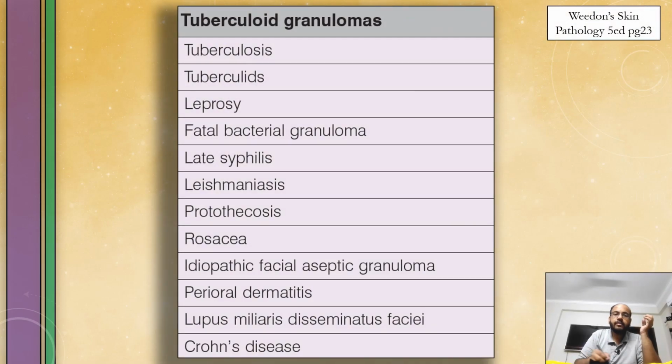So these are the disorders in which you can see tubercular granulomas, which include tuberculosis, Hansen's disease. We are not discussing leprosy in this lecture. We'll have a separate lecture on leprosy pattern. Also atypical mycobacterial granuloma, late syphilis, leishmaniasis, rosacea, perioral dermatitis, LMDF, lupus miliaris disseminatus faciei. So these are all disorders in which you will see tuberculoid type of granulomas. What are tubercular granulomas? These are granulomas that have a significant rim of lymphocytes surrounding them.